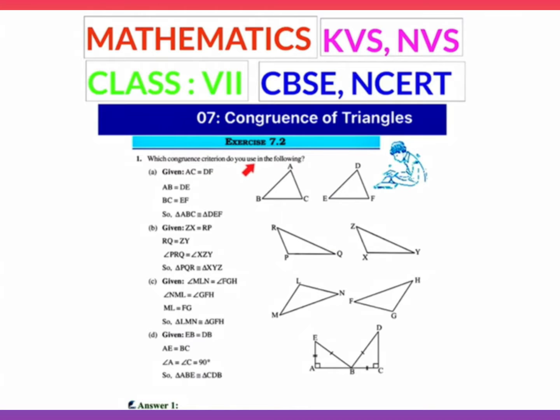Which congruency criteria do you use in the following? So dear, here is some information given, that is triangle ABC and triangle DEF. Two triangles are given here and it is given that AC equal to DF, means this side AC equal to this side DF, and AB means this side equal to DE, and after that BC means base just equal to EF, means all three corresponding sides are equal, so that triangle ABC congruent to triangle DEF. So which criteria will you state here?